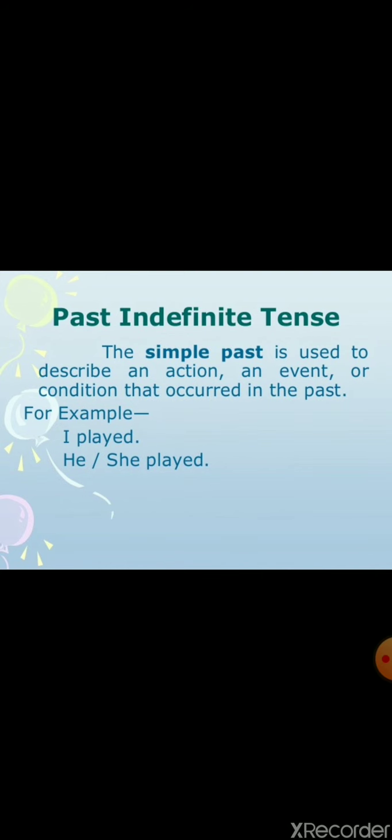Look at the definition with a set of examples. You will understand past indefinite tense. The simple past is used to describe an action, an event or a condition that occurred in the past, meaning day before yesterday, yesterday, that day, or not today. Nothing to do with the future. So for example, I played, he, she played. Okay, so there are different structures and rules and regulations which we are bound to use, only those. Otherwise we will make some grammatical errors if we go against the rules and regulations. So let us move to the rules and regulations.